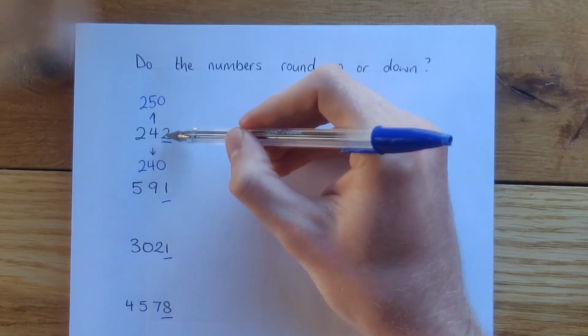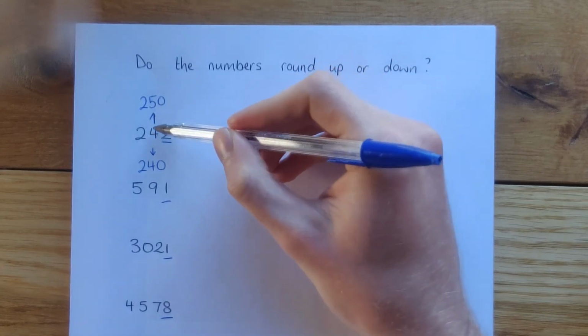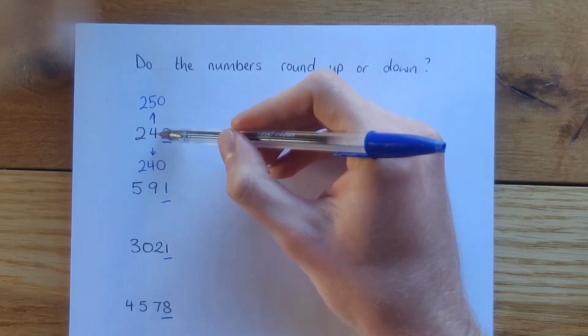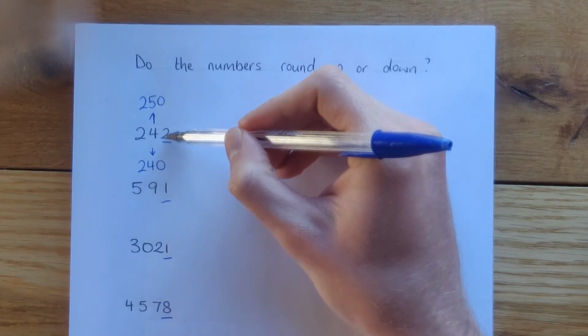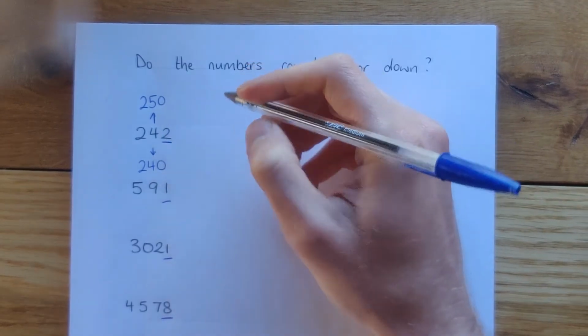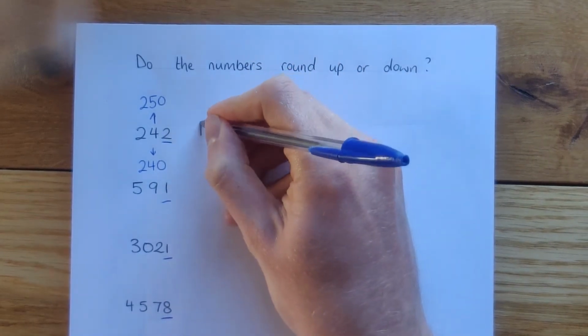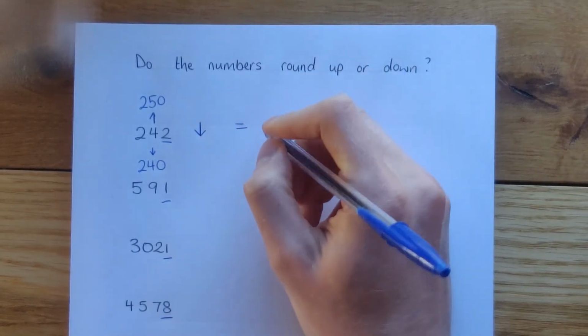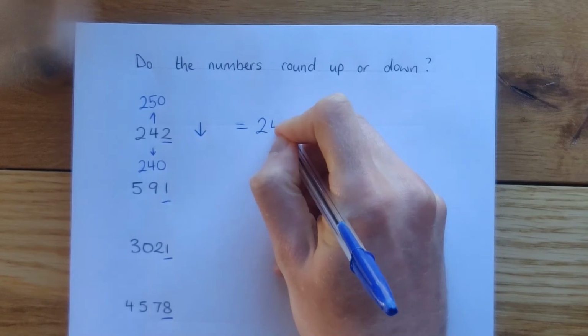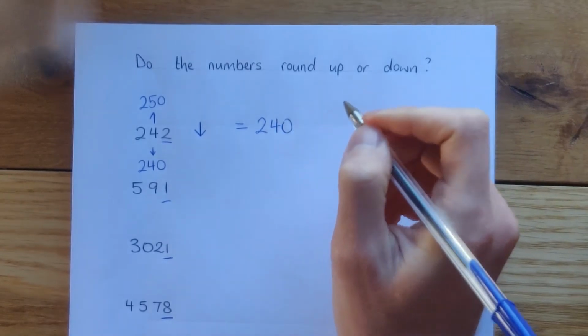If it's more than 245, it would go up to 250. If it's less than 245, if it was less than that middle number, if it was less than 5, it would go down to 240. Well, it ends in a 2, which is less than 5. So it's going to have to go down to round. When we round that 242, it's going to go down to 240.